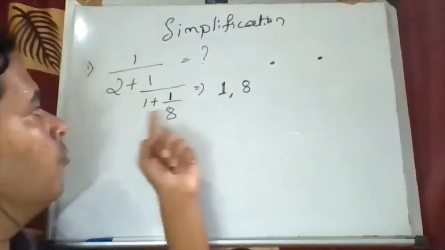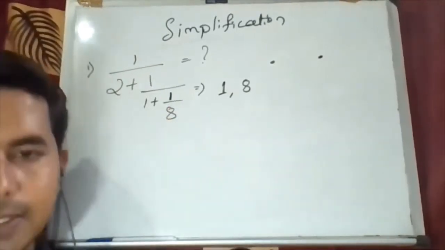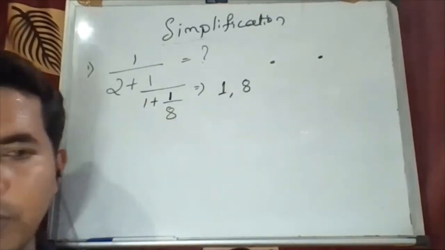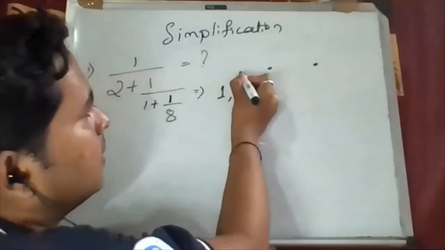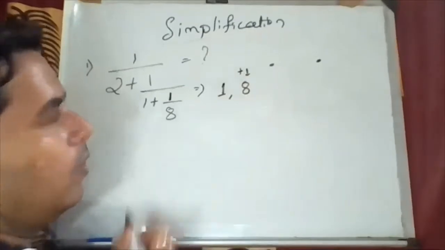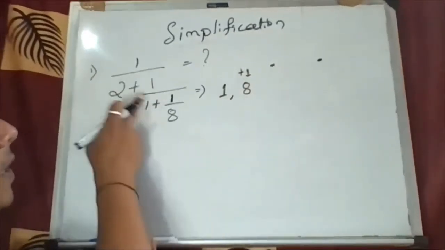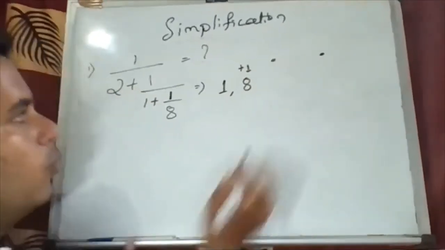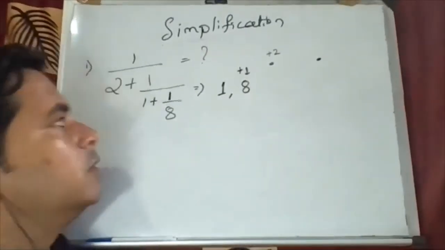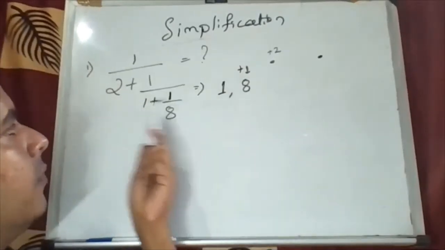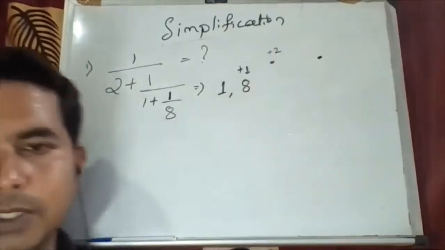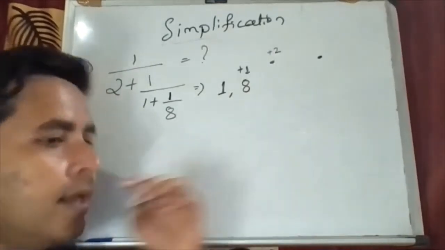Now what number is added to 1 by 8? 1 by 8 को कौन सा नंबर ऐड किया है? प्लस 1 को ऐड किया है. So write here just plus 1 plus 1. Okay, and here whatever number comes उसको कितना add किया है 2. So here just write plus 2. Okay, so here how many number is there in front of this? 1. So plus 1. Here 2. So plus 2. Now what you have to do?